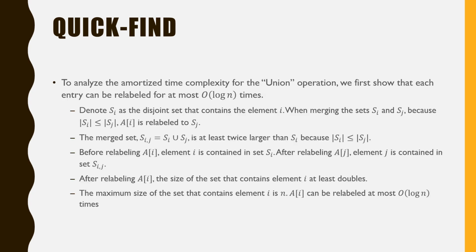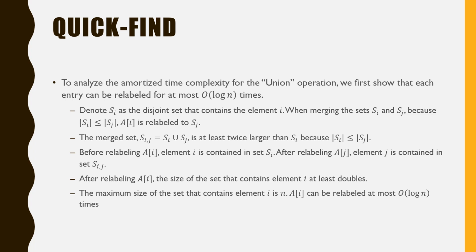To analyze the time complexity for the smart union operation, we first establish an upper bound on the number of relabeling steps for any given entry in array A. We claim that each entry can be relabeled at most O(log n) times. Consider an element i that initially belongs to the set Si, which is being merged with set Sj. With smart union, relabeling of i occurs when set Si is smaller than Sj.